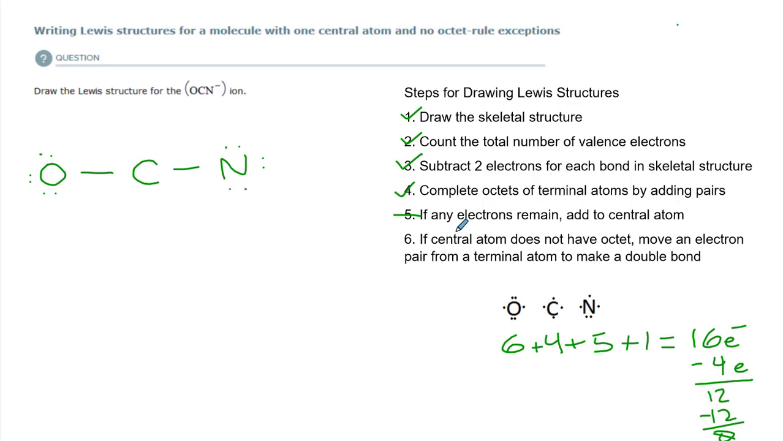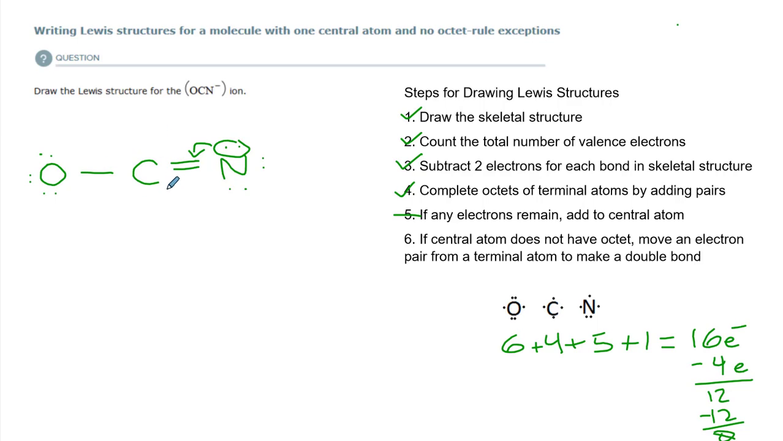Now step 6 says if the central atom does not have an octet, move an electron pair from a terminal atom to make a double bond. Carbon currently has access to 4, and it's going to want 8. So that means we need to start moving electrons from a terminal atom. If I move this pair of electrons here, now that becomes a double bond. Now carbon still does not have an octet.